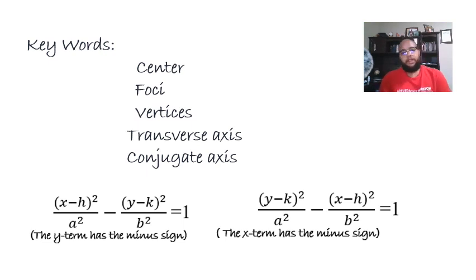Now the only difference between these two is that with one of them the x is first, with the other one the y is first. You'll notice that a squared is under the positive one, whichever one is positive, and that's going to be basically your transverse axis, and the negative one is going to be what's called the conjugate axis. So let's look at these individually.